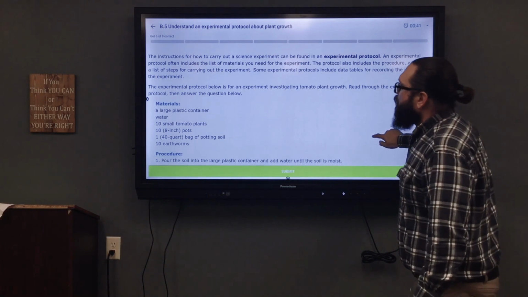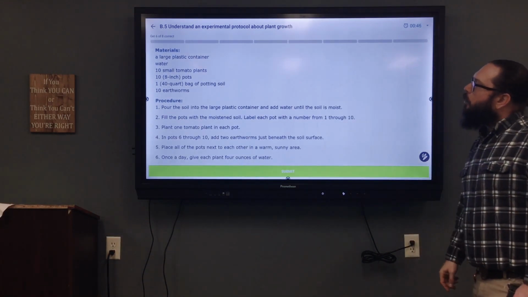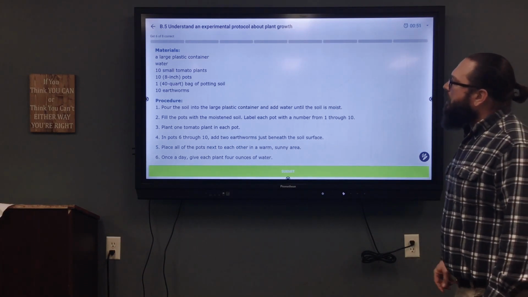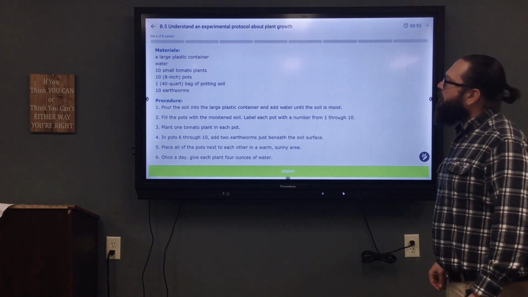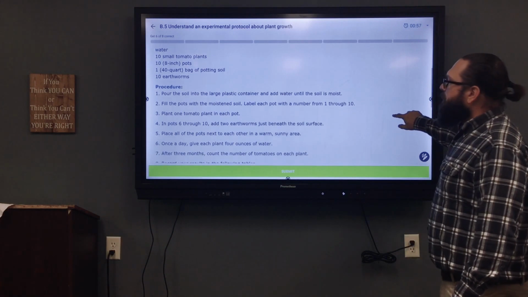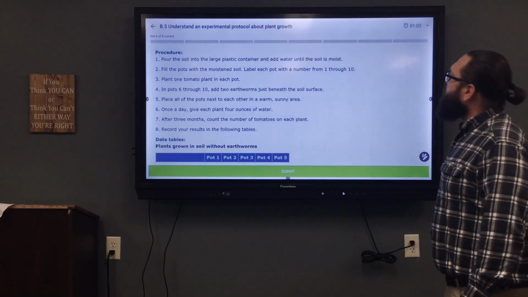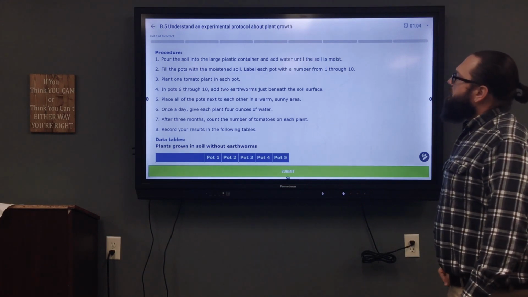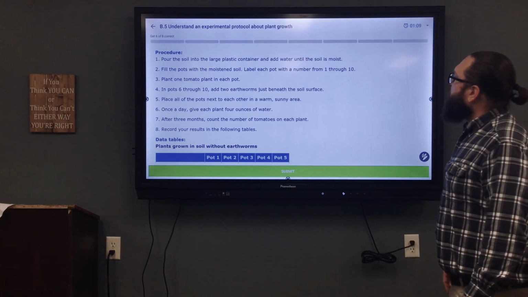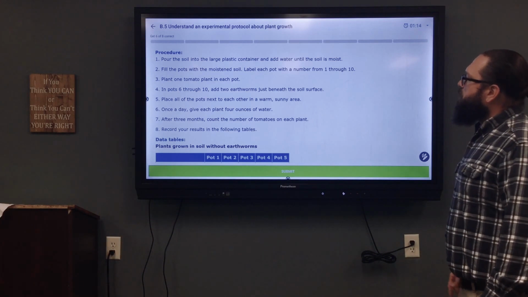Now, based on the protocol, the materials that we need are a large plastic container, water, 10 small tomato plants, 10 8-inch pots, 1 40-quart bag of potting soil, and 10 earthworms. The procedure. Step 1, pour the soil into the large plastic container and add water until the soil is moist. Step 2, fill the pots with the moistened soil. Label each pot with a number from 1 through 10.